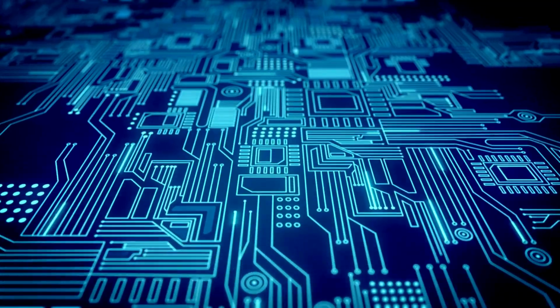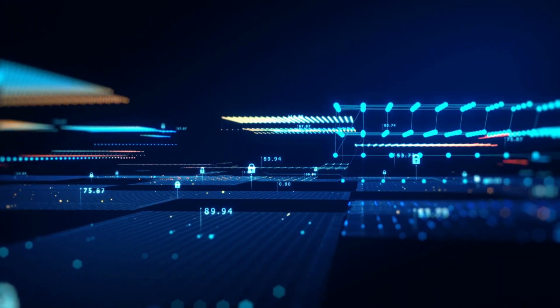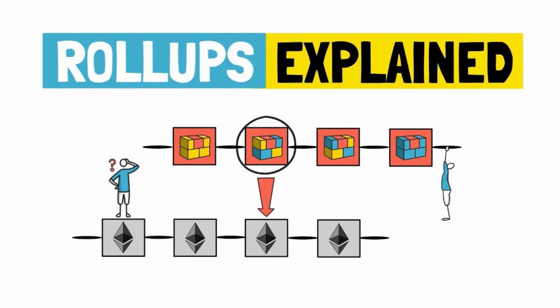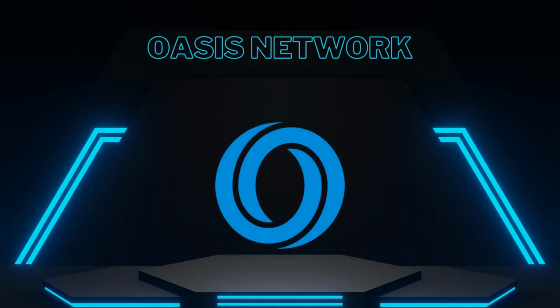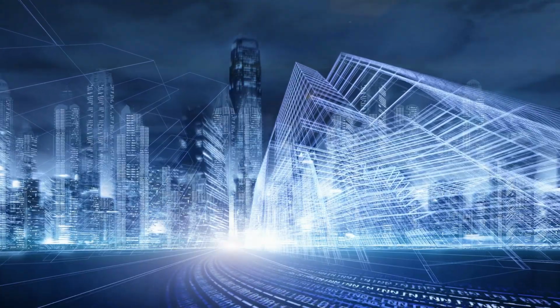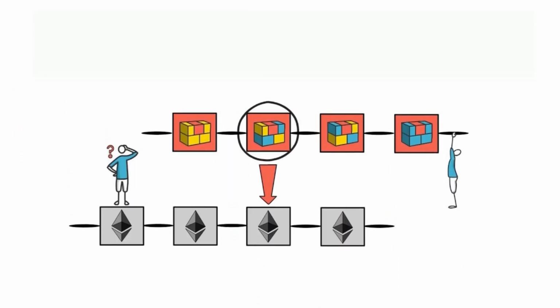The separation, having compute done in a rollup virtual machine and the results verified and logged into a blockchain, is exactly what rollups are all about. The Oasis Network isn't just a network that natively supports rollups. The architecture is optimized for rollups and only rollups.